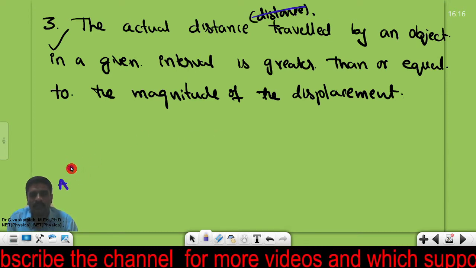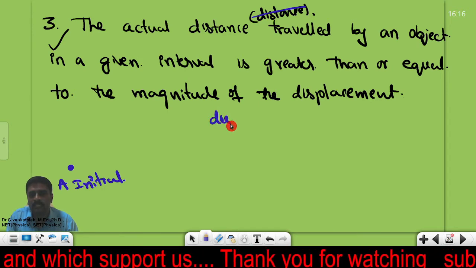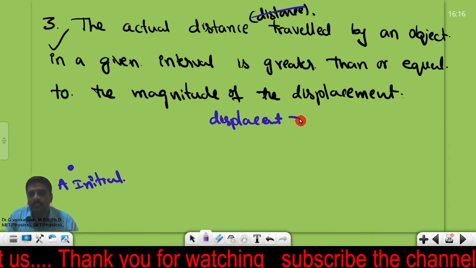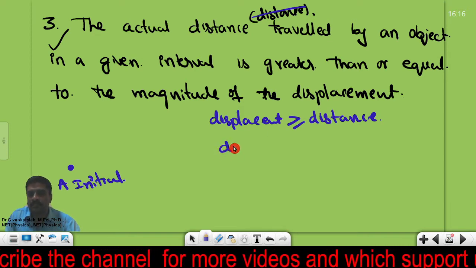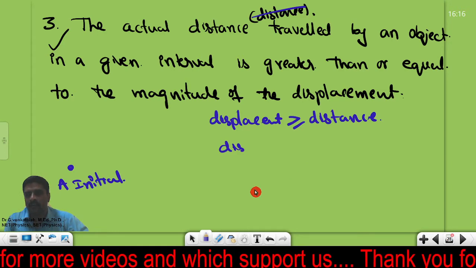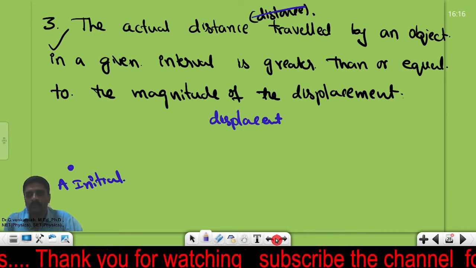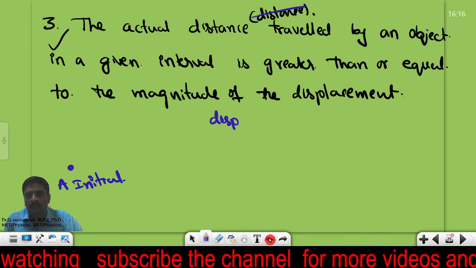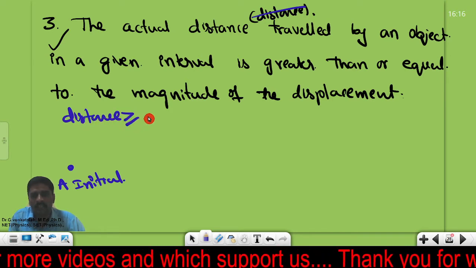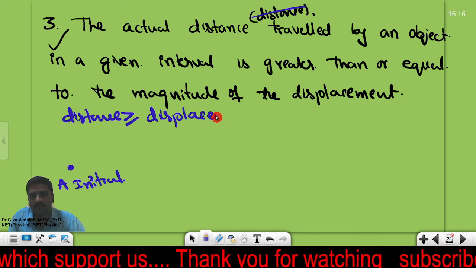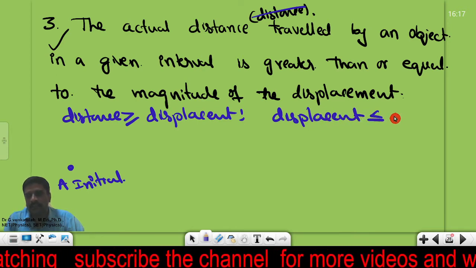Let me take the object starting from A. It is the initial point. What does that mean? This is telling that displacement is always greater than or equal to distance. Otherwise you can take another manner. This one, distance. What does that mean? Sorry, I wrote it wrong. So distance is greater than or equal to displacement. Let me correct this one. So this definition is that the distance is always greater than or equal to the displacement, or the same formula can be written as the displacement is always lesser than or equal to the distance.